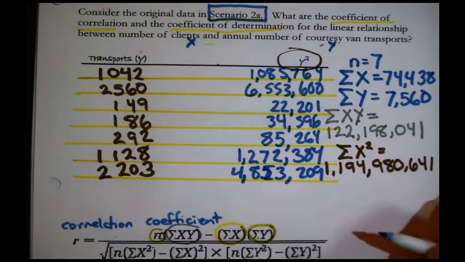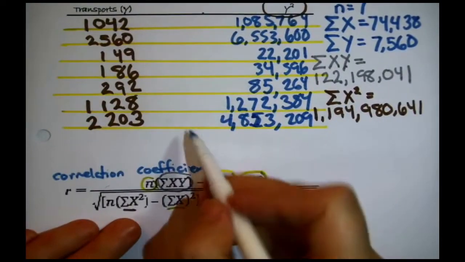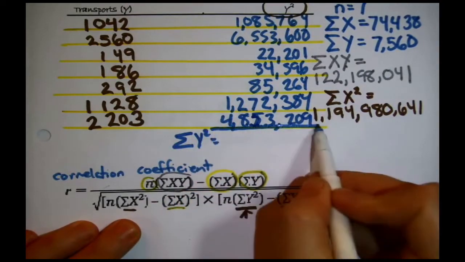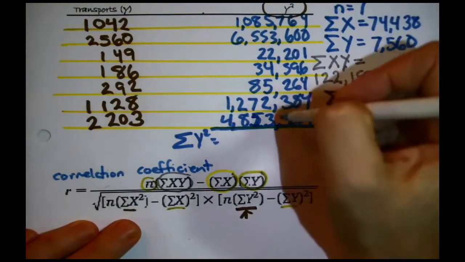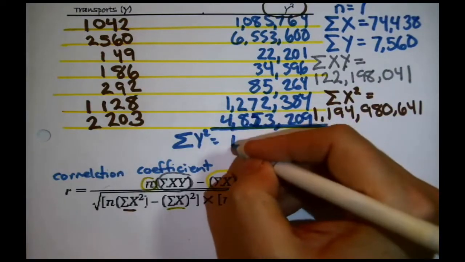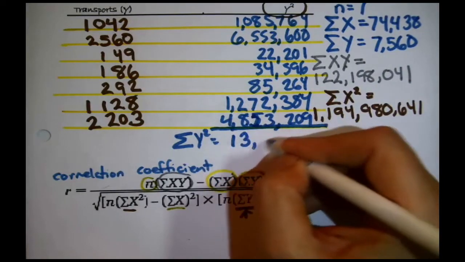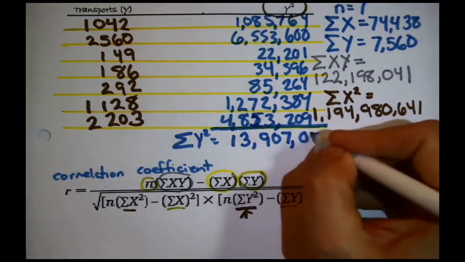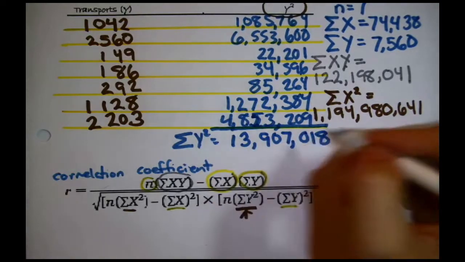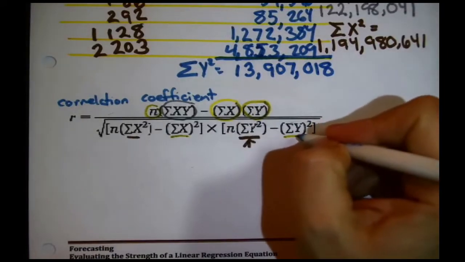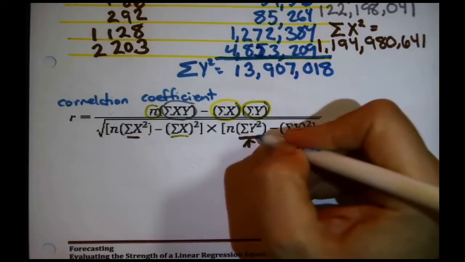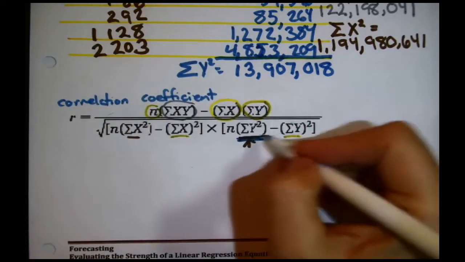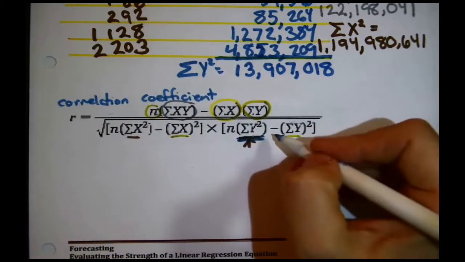209, 209. Now, why did I do that? Because I want to add up these numbers, basically. Add them all up. I added them all up. I got 13,907,018. Why did I do that? I'm still trying to find what was asked for above, and that is right there. The correlation coefficient, that's the one last piece that I need.